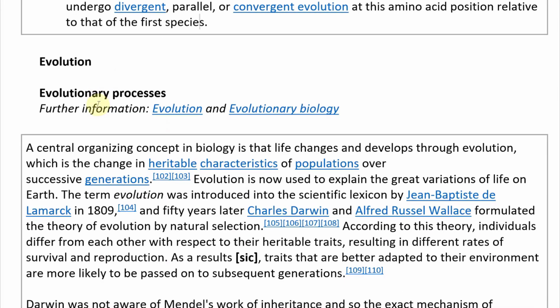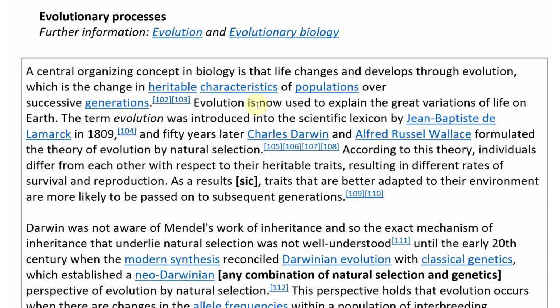Evolution, or evolutionary, yeah, I'd say we're going to evolution, and then a subset of it is evolutionary processes. For further information, you go to the individual Wikipedia articles on evolution and evolutionary biology, as always.